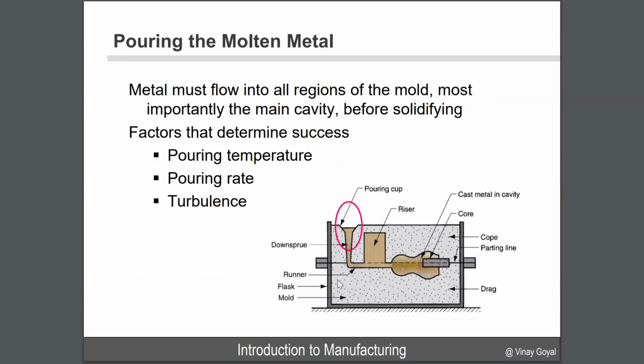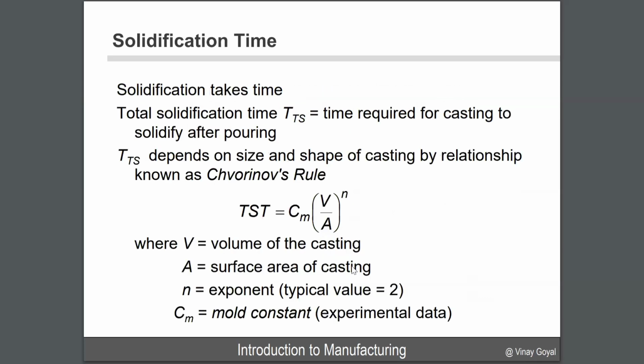Now pouring the molten metal is very important. The metal must flow into all regions of the mold. And so it's important that it happens before it solidifies. So the factors that describe the success of pouring are the temperature I'm pouring at, the rate of pouring, and the turbulence. So there's an important parameter called Chvorinov's rule. And that talks about the solidification time.